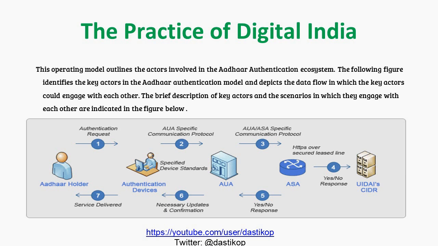The brief description of key actors and the scenarios in which they engage with each other are indicated in the figure below. On the left extreme side, you see an Aadhaar holder, who is the resident who will be using one of the devices, such as biometric devices, to authenticate himself, and this is offered by an agency called AUA or ASA, which is government appointed. Every request for authentication passes through this and reaches the UIDAI's CIDR, and the response, whether yes or no, will come back to the end user.